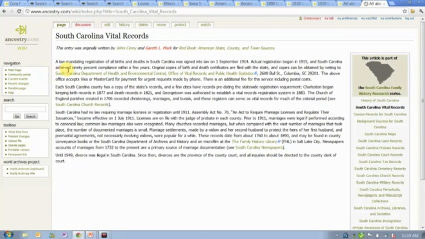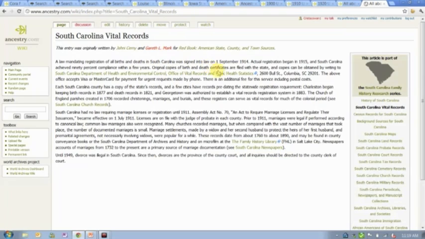So one of the very first things we learn in this article is that a law mandating registration of all births and deaths in South Carolina was signed into law on the 1st of September 1914. So like I said, in many states, the mandatory registration of births and deaths is a fairly new thing. In most cases, the early 1900s. And so when we start thinking, I want a birth certificate, well, that birth certificate probably doesn't exist before that. We'll look at another state here in a minute and show you an example of other records. Actual registration began in 1915, and then it says South Carolina achieved 90% compliance within a few years.